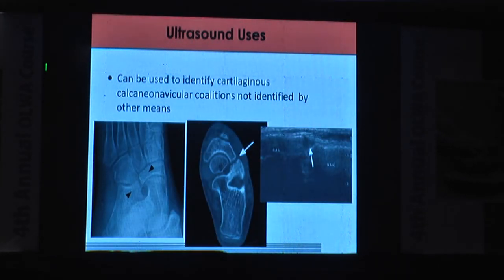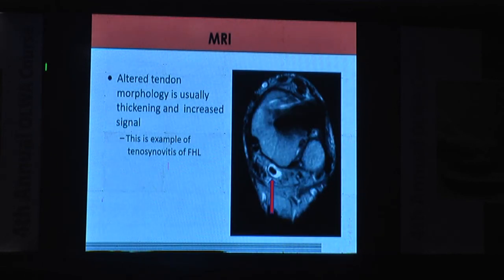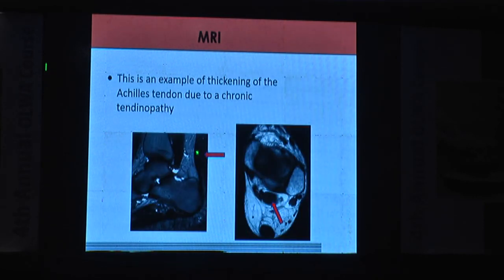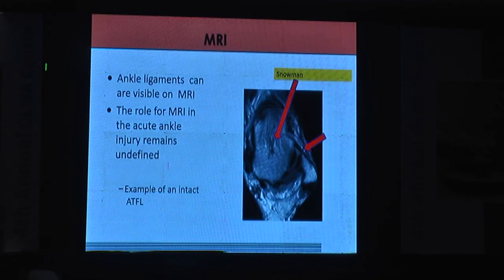It can also pick up calcaneonavicular coalitions, and then obviously the MRI. All the tendons and ligaments around the ankle can be visualized clearly with the help of an MRI. Here's an example of an FHL tenosynovitis. This is an example of Achilles tendinitis on the back of the ankle, and split peroneus brevis tendon, all of these conditions, and subluxated peroneus brevis lying on the lateral surface of the fibula there. All of these can be picked up, and the ligaments obviously.